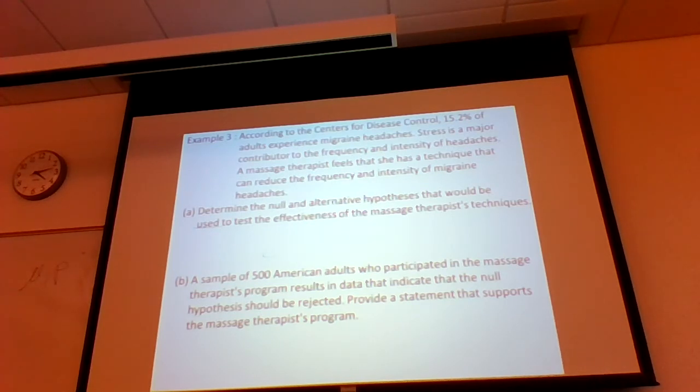Now, do we have a percent or do we have a number? Actually, we have a percent. That's a proportion. That would be 0.152. So in this case, your parameter changed, didn't it? You're not using mu anymore, are you? No. You're using P. It doesn't tell you the mean.